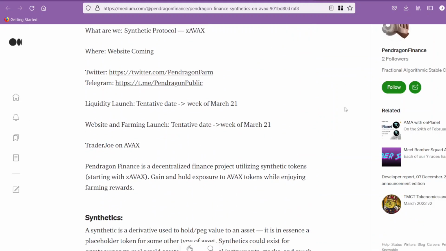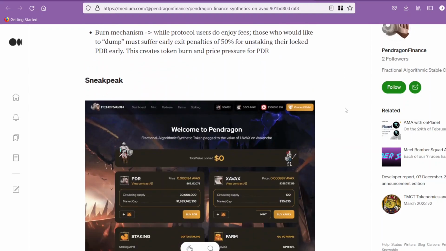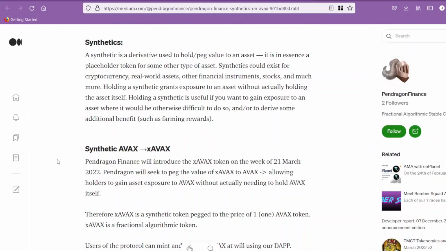So, I'll go over some details. Maybe some of you are new to yield farming and new to these kinds of protocols, and you don't really understand how they work. Basically, there's a synthetic version of a token that's created. In the original protocols, it used to be a stable coin. But most recently in Fantasm, it was a synthetic version of Phantom. This time around, it's going to be a synthetic version of AVAX called XAVAX.